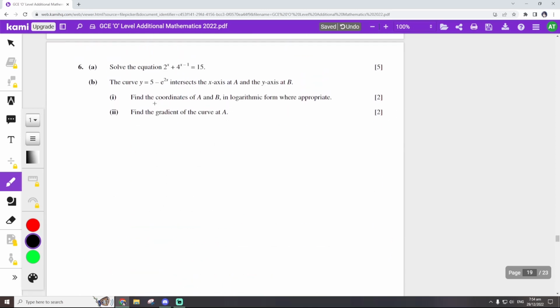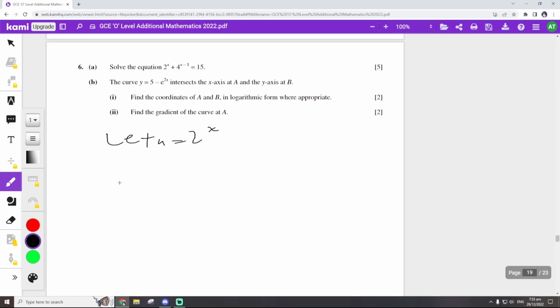Solve the following exponential equation. 2 power x plus 4 power x minus 1 is 15. So we see 4 power x minus 1 is actually 2 power 2x minus 1, right? So let u be 2 power x, so we're going to use a substitution to solve it. And we know that 4 to the power of negative 1 is 2 to the power of negative 2.